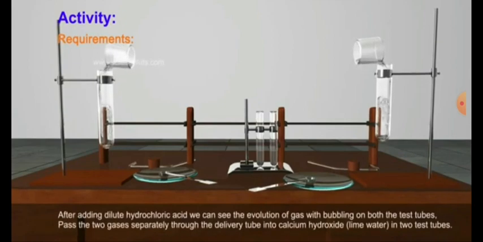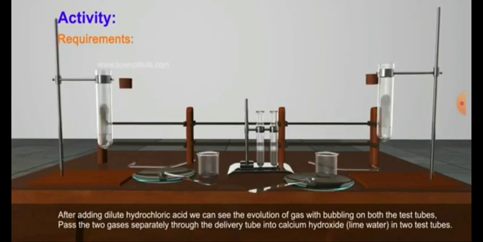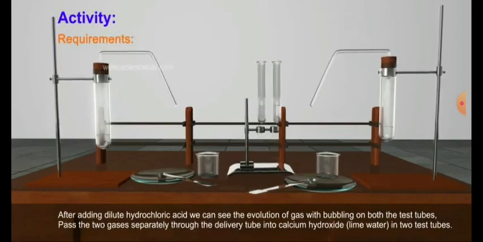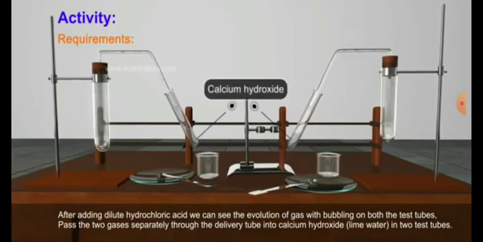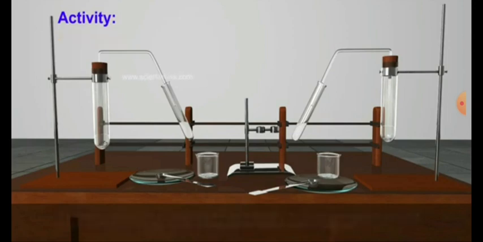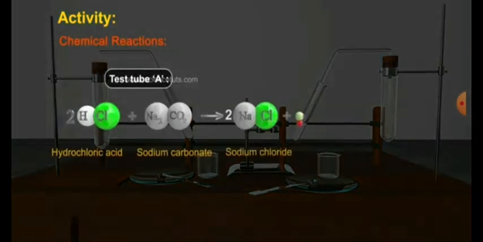When you add the hydrochloric acid, you can see the evolution of gas with bubbling in both test tubes. Pass both the test tube gases separately through the delivery tube. Take two test tubes filled with calcium hydroxide, that is nothing but lime water. Pass the gas. When you pass the gas, what happens? The lime water turns milky white. There is a white precipitate formation you can see in the test tube, students. With this we can understand that the gas liberated is nothing but carbon dioxide.